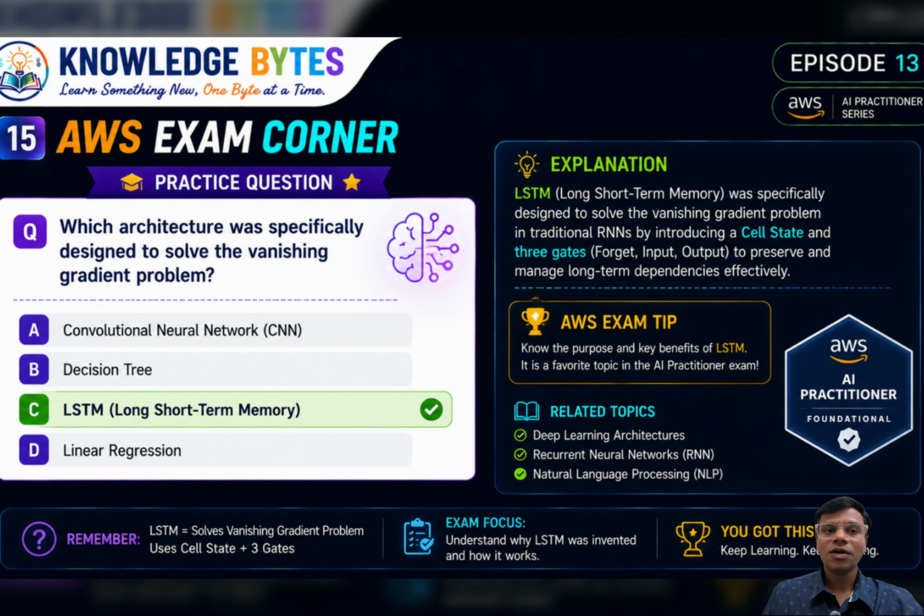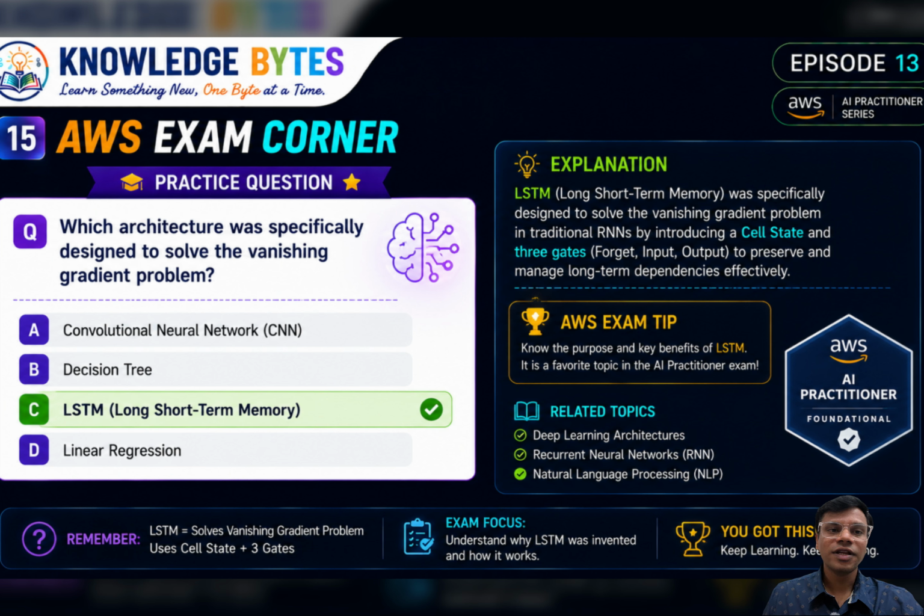Now let's test our understanding. Which architecture was specifically designed to solve the vanishing gradient problem? Option A is CNN, option B is decision tree, option C is LSTM, option D is linear regression.